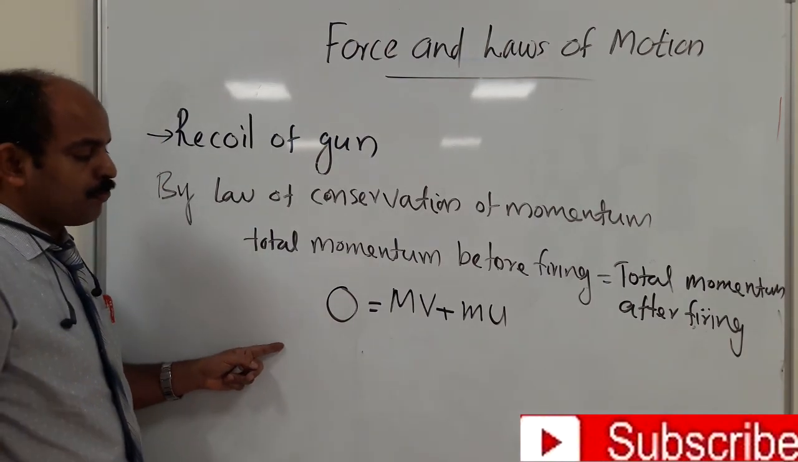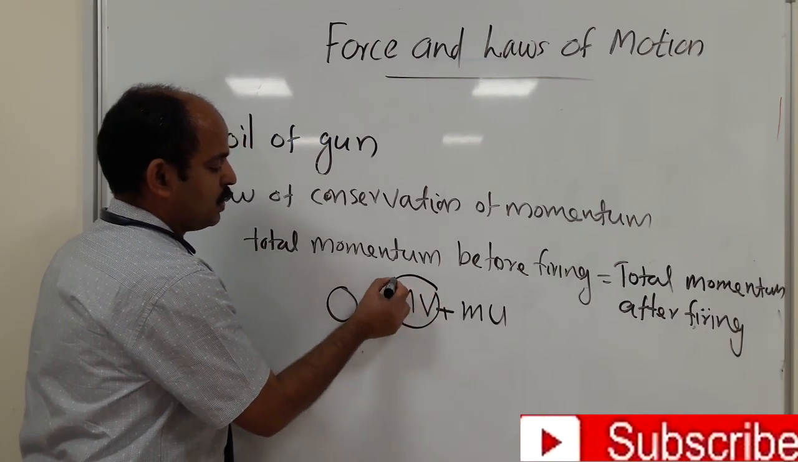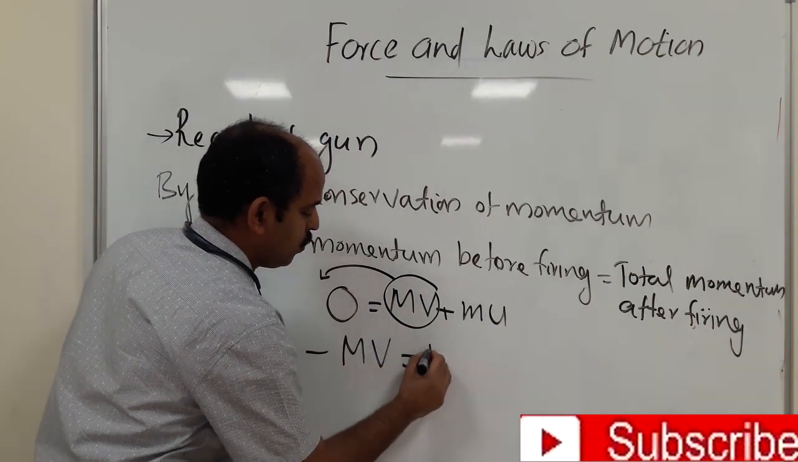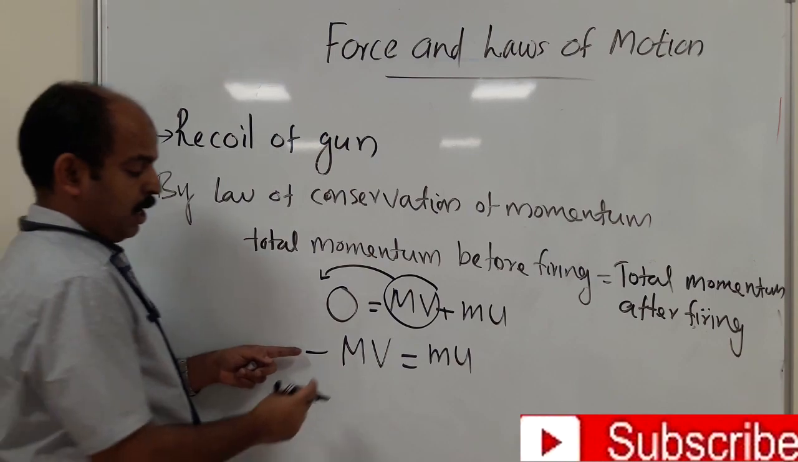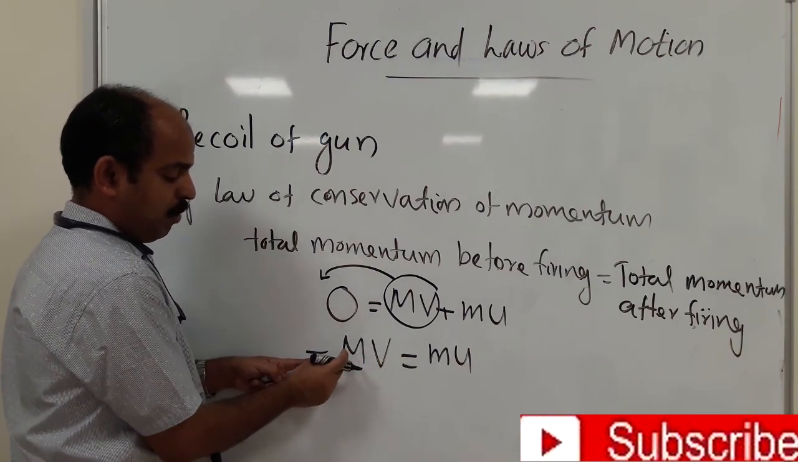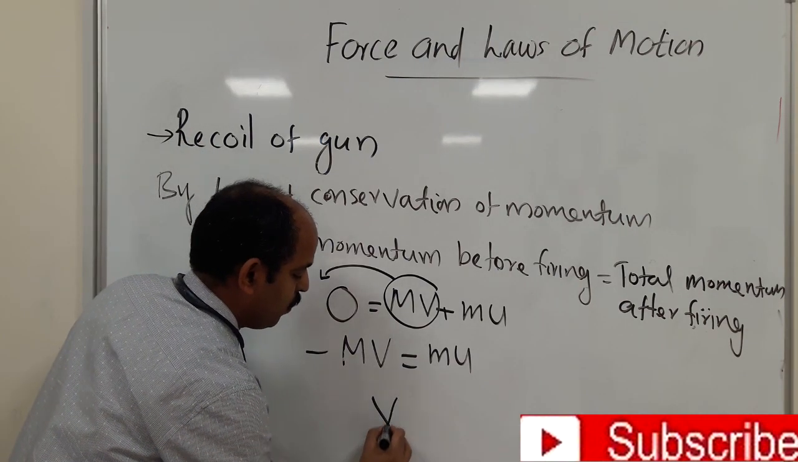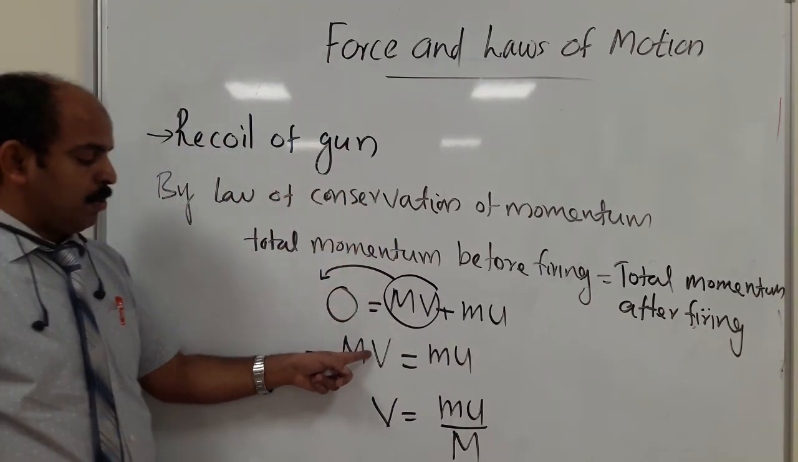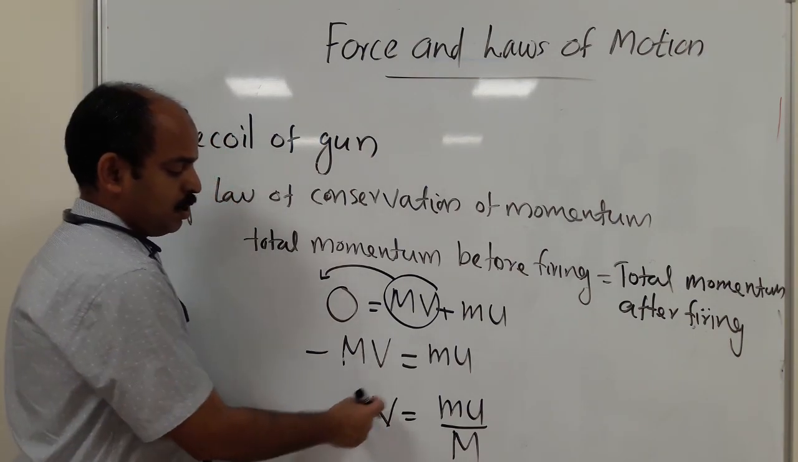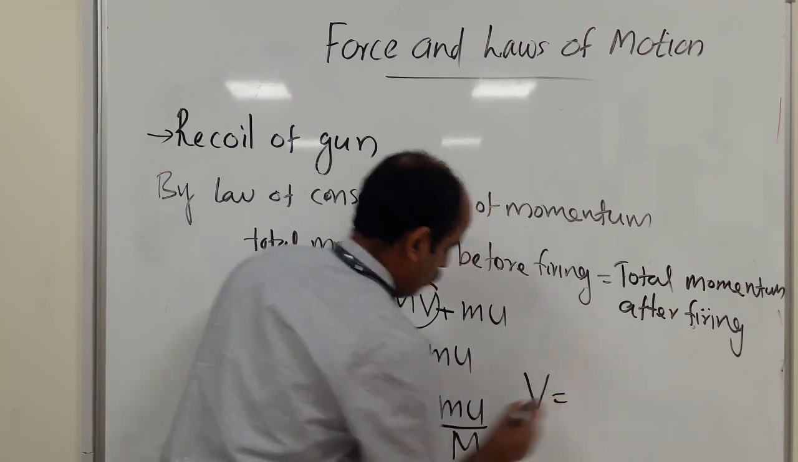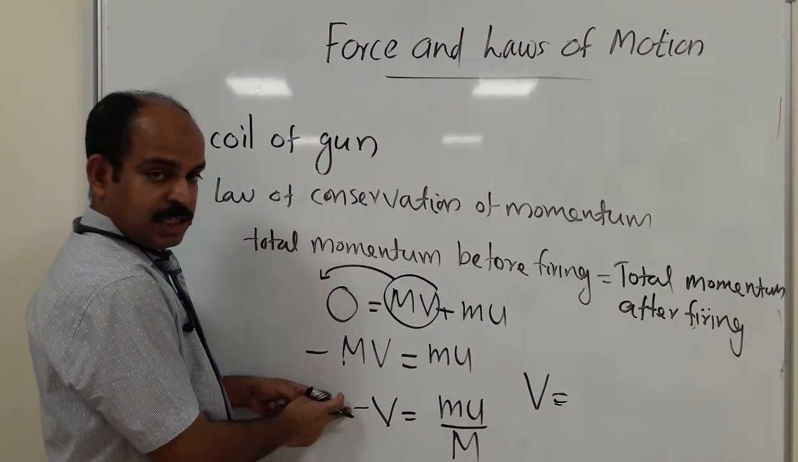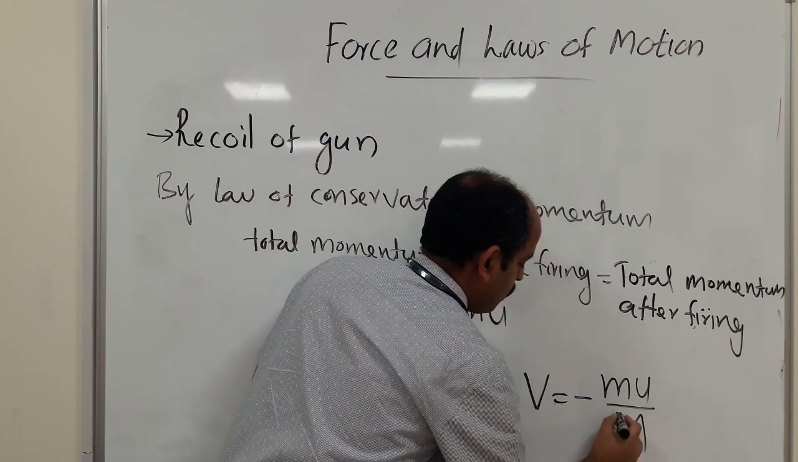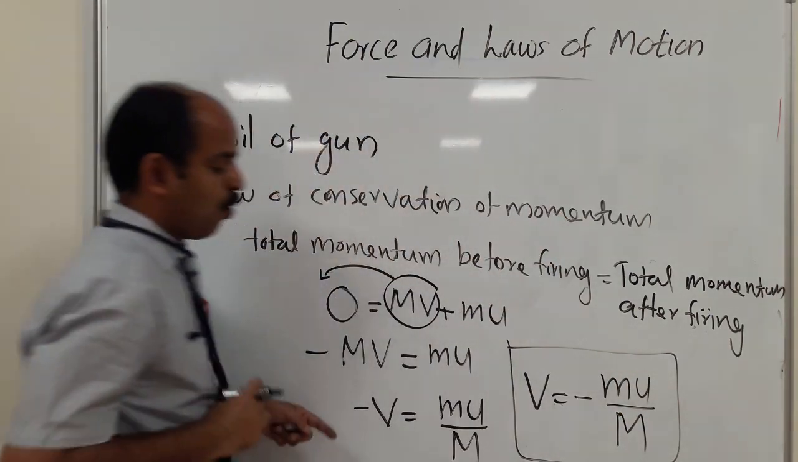Okay. Now I am taking this term to this side, so it will be minus capital MV equal to small mu, right? Now we want this V, so I am taking capital M to the other side. So V equal to mu divided by capital M, with the minus sign there, right? So V equal to minus mu divided by capital M. So this is the recoil velocity of the gun.